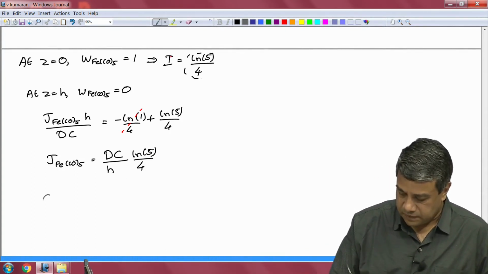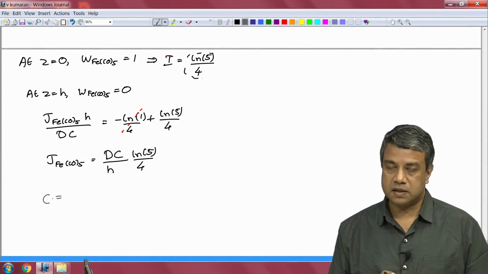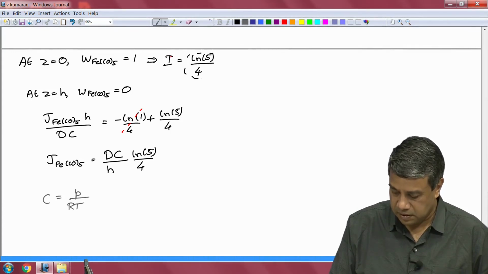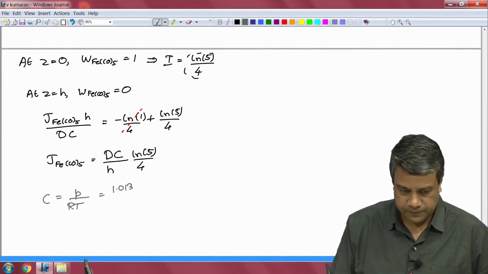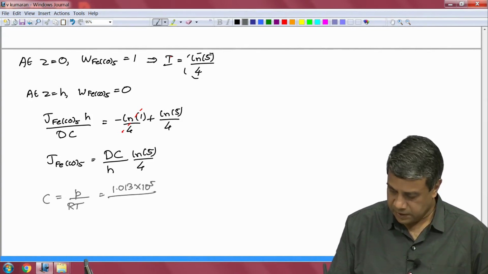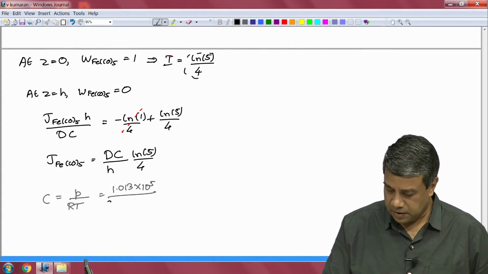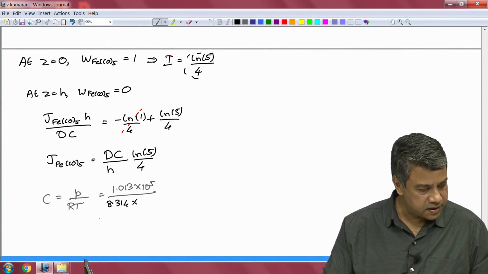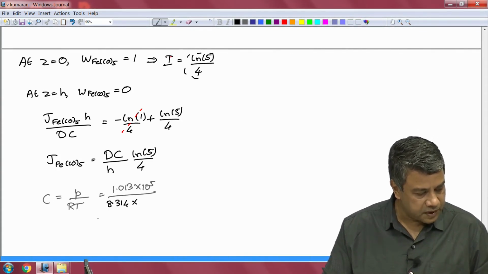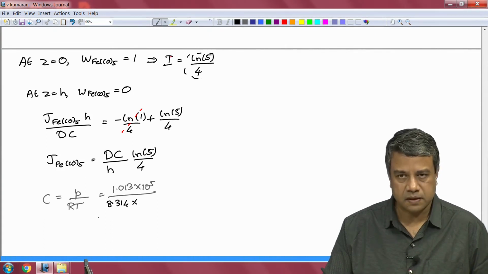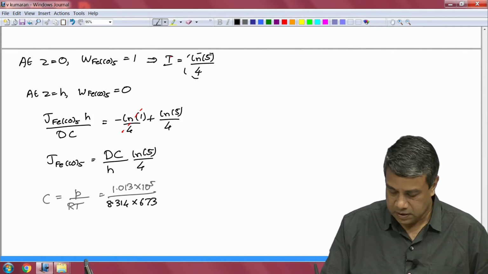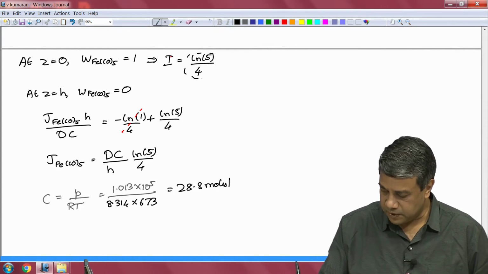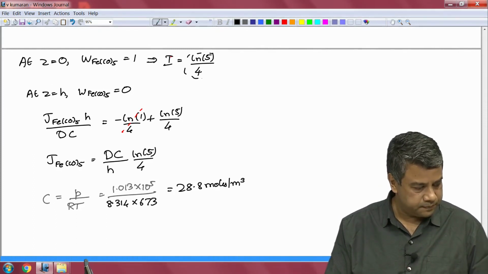So, what is the molar concentration at 400 degrees centigrade in this case? It is equal to P by RT, atmospheric pressure, divided by 8.314 into 400 plus 273. This is carried out at 400 degrees centigrade, so this is 673. This is equal to 28.8 moles per meter cubed.